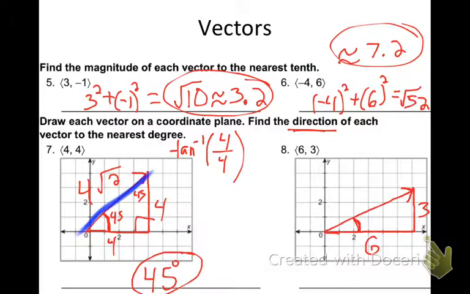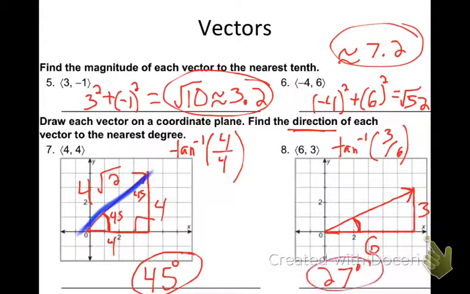What trig function am I going to use, Mr. Weiss? So tangent inverse of what, sir? No, sir. Other way around. 3 over 6 is opposite over adjacent. So tangent inverse of 3 over 6. Remember to round this to the nearest degree. Tangent inverse of 3 over 6 to the nearest degree is going to be approximately what, Mr. Bennis? 27. About 27 degrees.